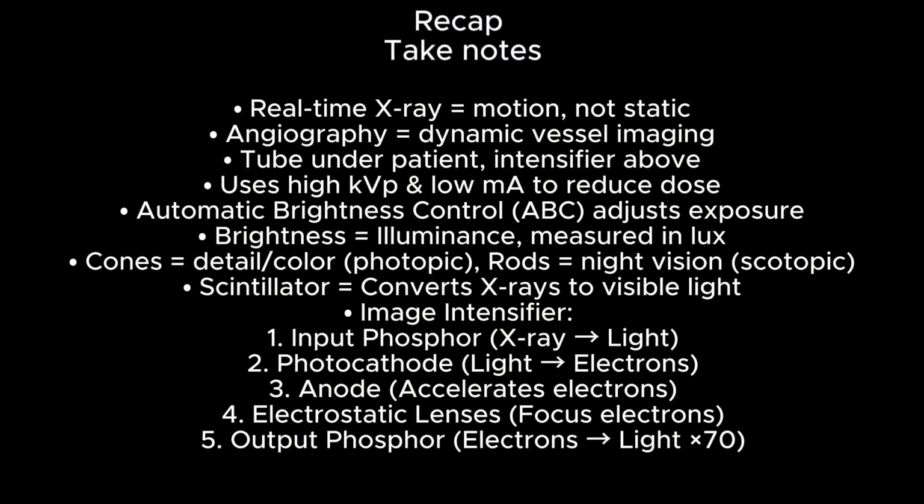The image intensifier works in 5 steps. X-rays hit the input phosphor, which is made of cesium iodide, turning them into light. The photocathode absorbs that light and turns it into electrons. The anode accelerates the electrons through the tube. Electrostatic lenses focus them towards the center. At the output phosphor, which is made of zinc cadmium sulfide, the electrons turn back into light. Only now it's 50 to 70 times brighter.